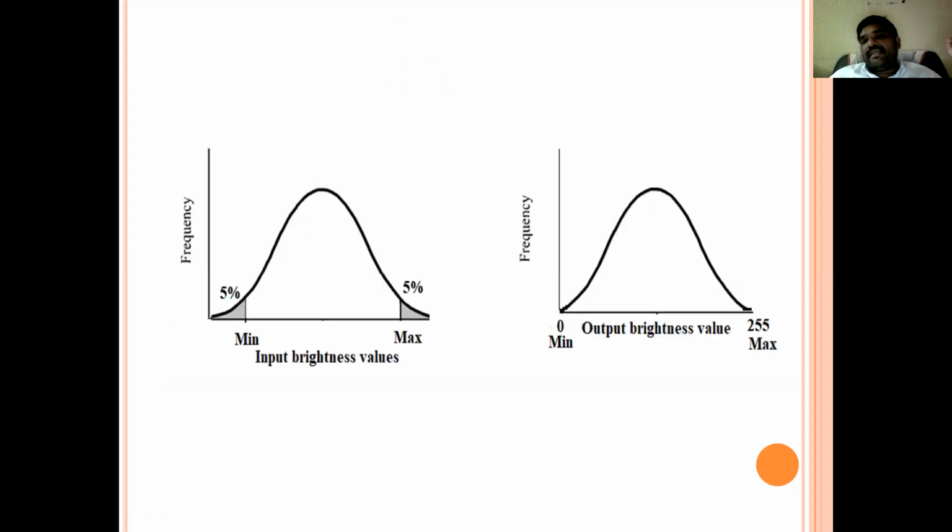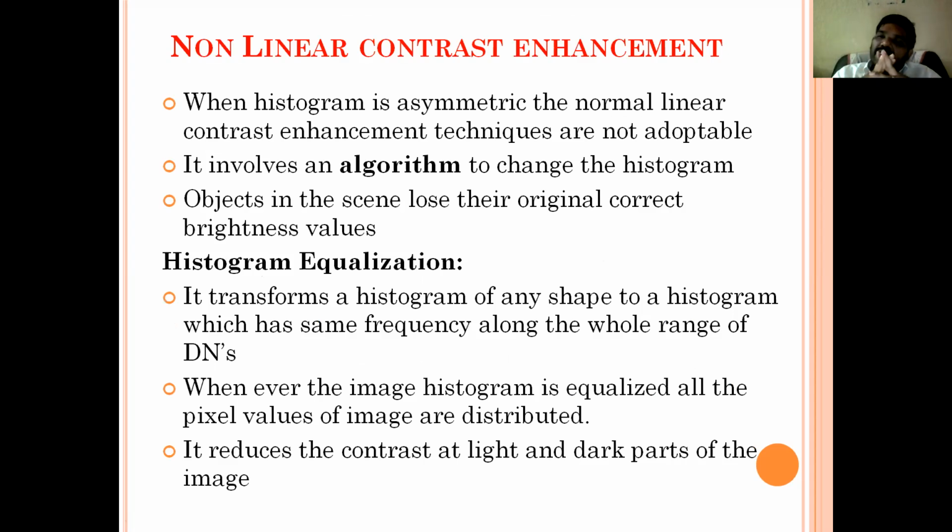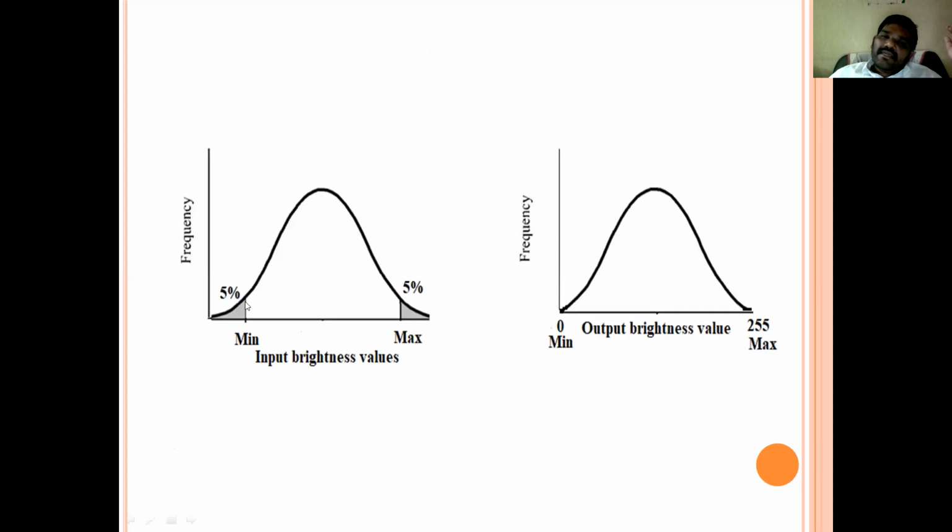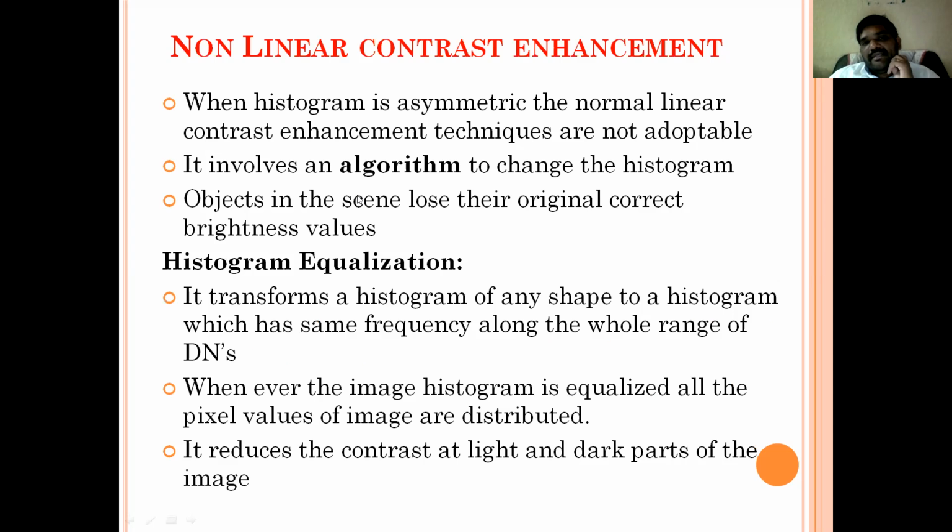Now what is nonlinear contrast enhancement? See, when the histogram is asymmetric, in the sense zigzag, the values go up and down, up and down, asymmetric. In such cases, linear contrast enhancement is not possible. When you have a look here, the histogram gradually increases and gradually decreases, and that's why we opted for linear contrast enhancement. But here, in the nonlinear case, the histogram is asymmetric, so linear contrast enhancement is not applicable and not adaptable.